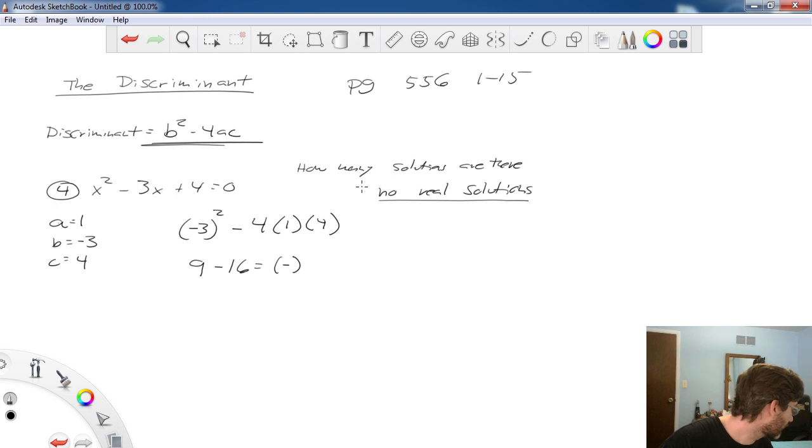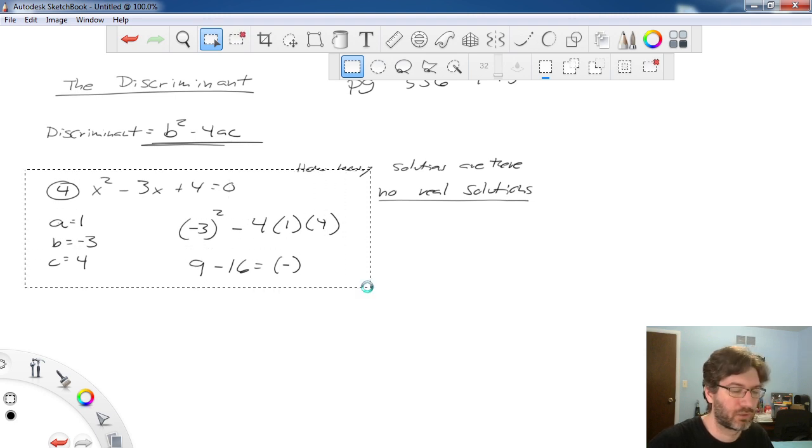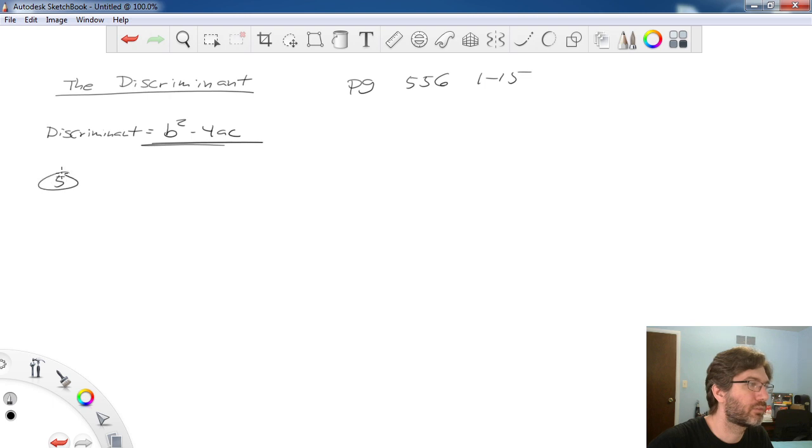I don't know if there's any in there that actually throw you a curveball or something. I guess we can do number 5 because it has at least some solutions to it. So again, here's number 5. We just plug into the discriminant. So we have x squared minus 6x plus 9.